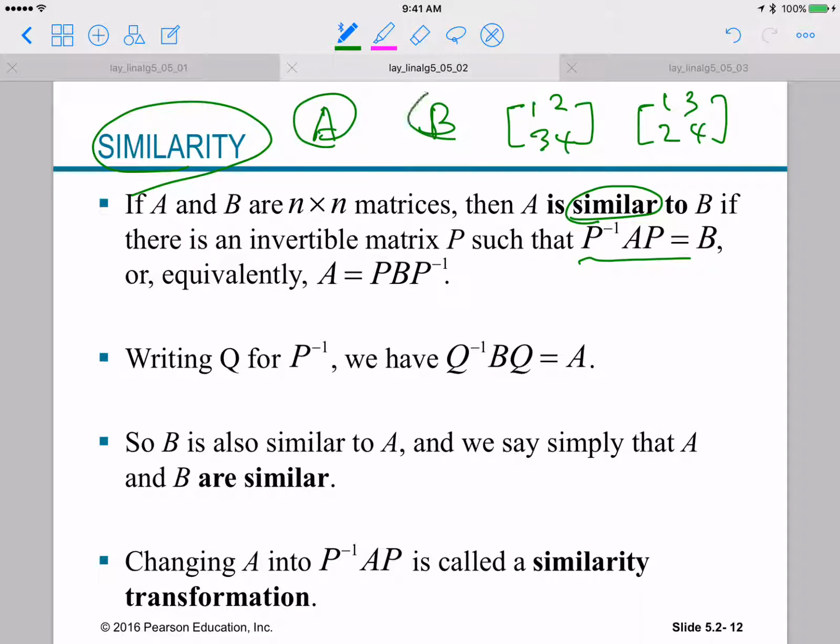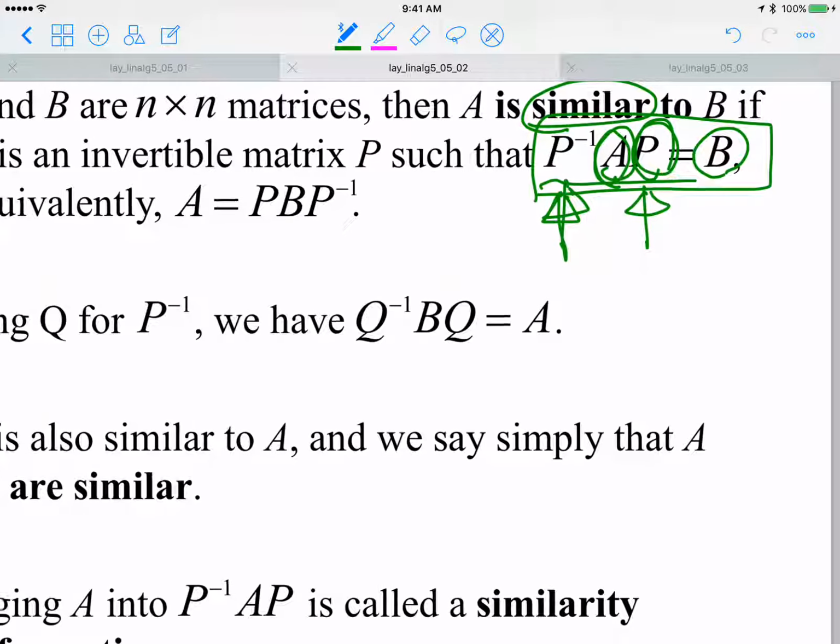So when these two matrices A and B are similar, they satisfy this kind of equation. If you can find some matrix P and you multiply it on the right of the matrix A and then its inverse on the left, it's something like this.